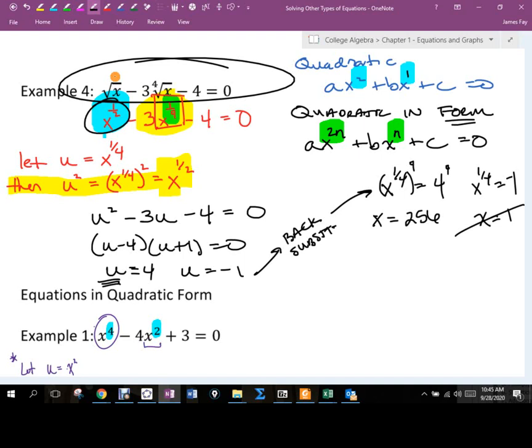But the idea is that something we started off with looking pretty foreign, looking pretty difficult, with one procedure gets down to something a little bit easier, a little bit more comfortable with. Yes?